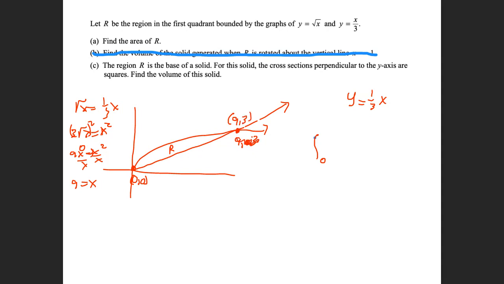Okay, so I have my 2 points. So now I've got the integral from 0 to 9, top function, which is the square root of x, minus the bottom function, which is x over 3.